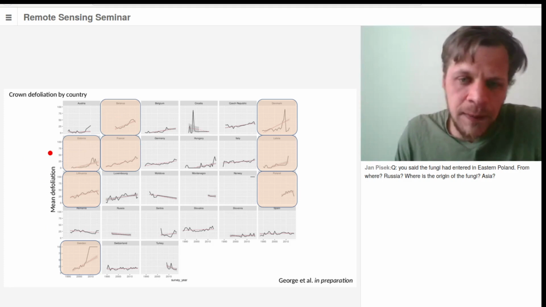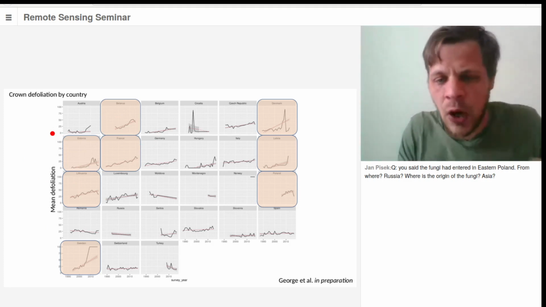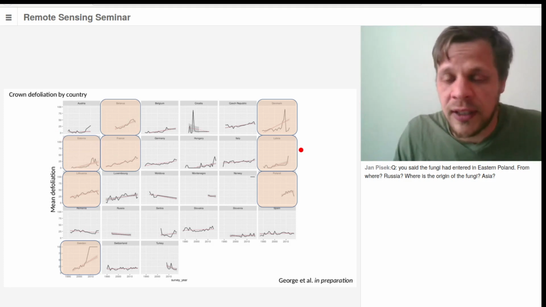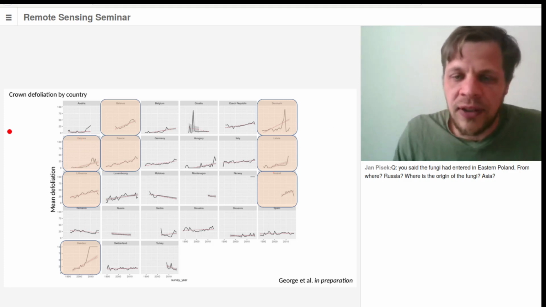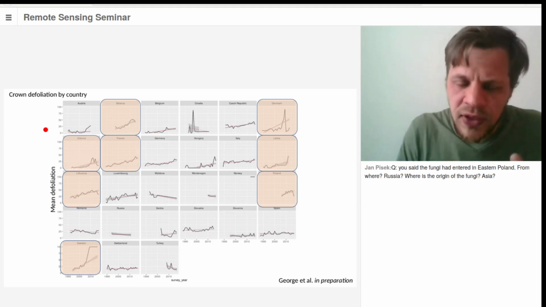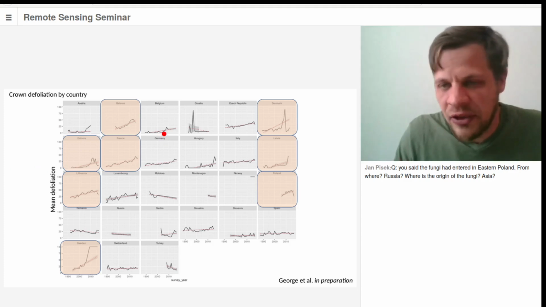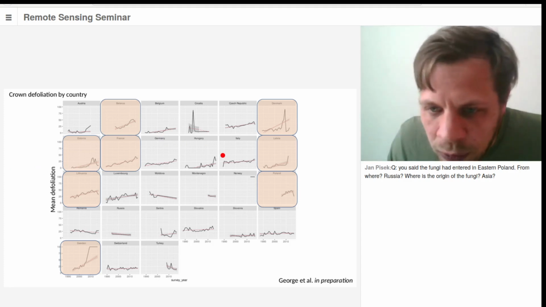So here you see the mean defoliation per plot and how it developed from the 1990s until today. And I marked all countries where we found a significant increasing trend in defoliation here with red. And this fits really into the pattern, that mainly in the northeastern states and southern Scandinavia, we see a very clear increasing trend in defoliation, while in some other countries, the trend is non-significant, like for instance for Belgium or also for Italy.